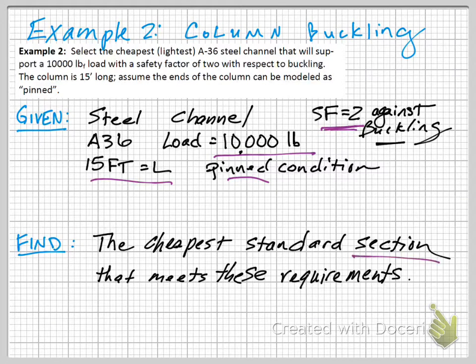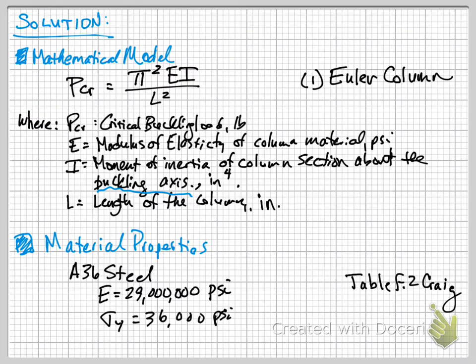So we're looking for an actual section reference. In the same way that I did the last problem, I started with my mathematical model. I have P critical as an Euler buckling equation. We have listed out P critical is the critical buckling load in pounds.